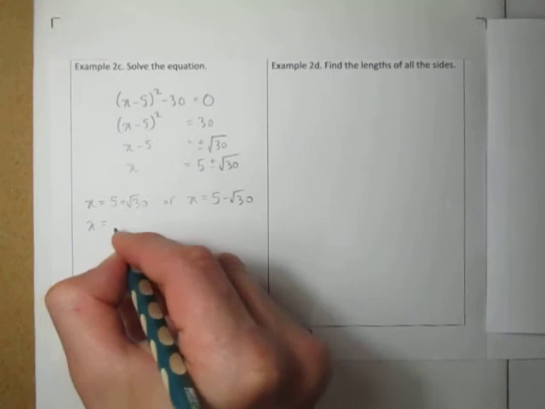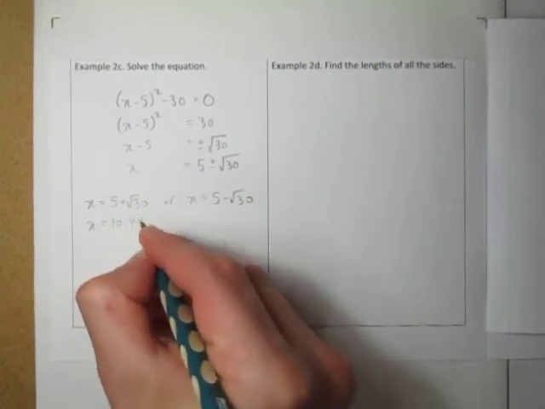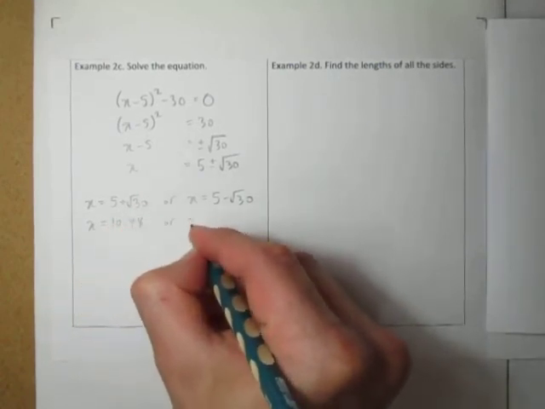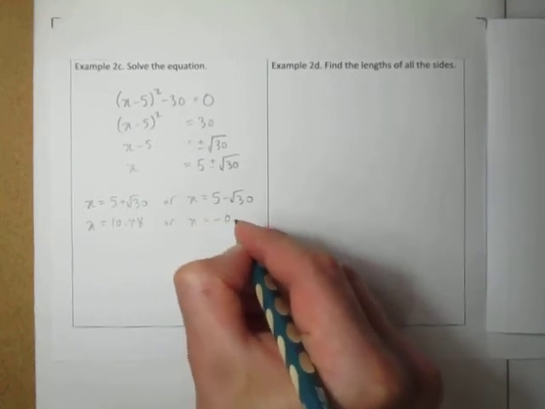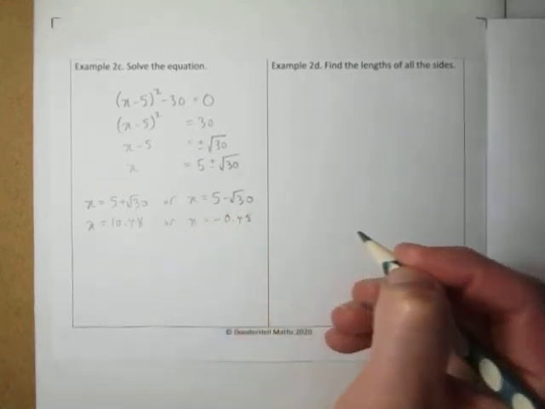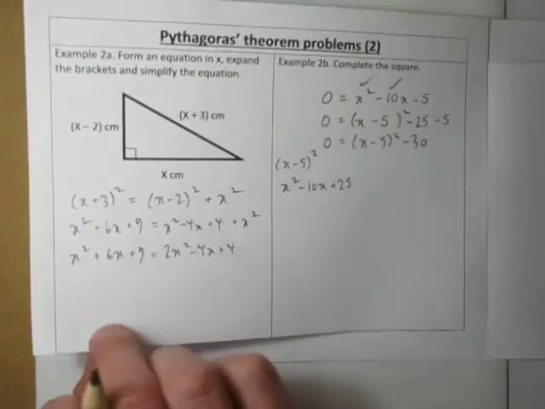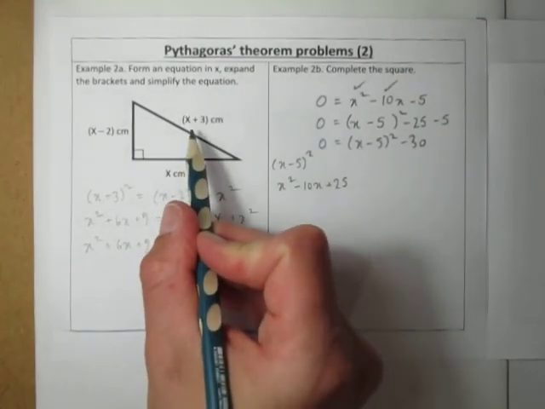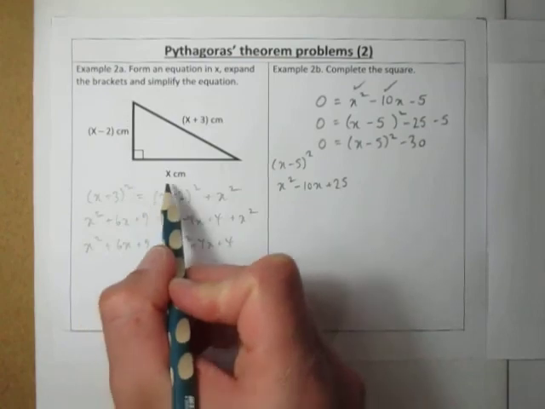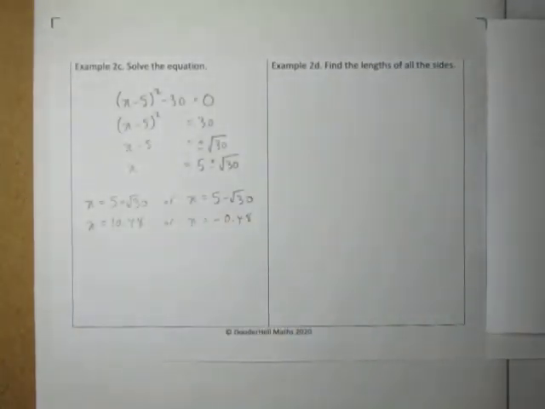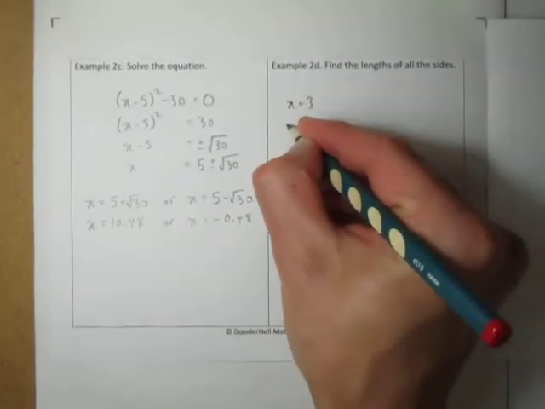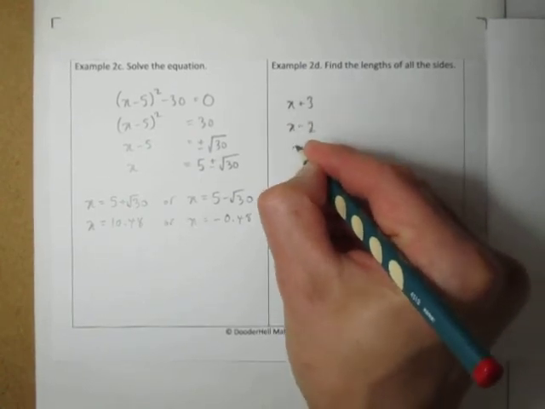That puts x is equal to 10.48, or x is equal to negative 0.48 here. Okay, and those are centimetres. Now we're being asked to find the length of all the sides. So in other words, just turning back and looking at the example, the sides are x plus 3, x minus 2, and x. So we've got x plus 3, x minus 2, and x.